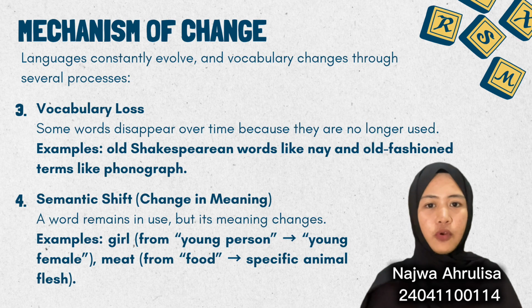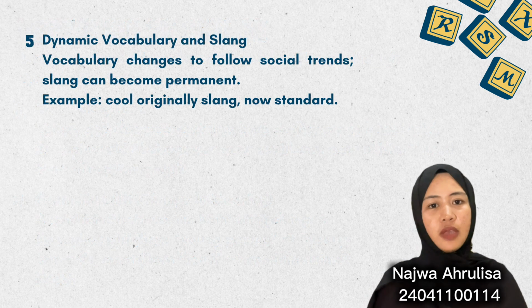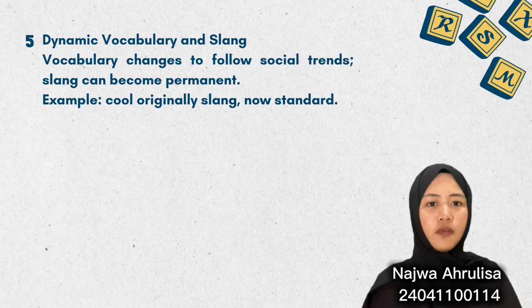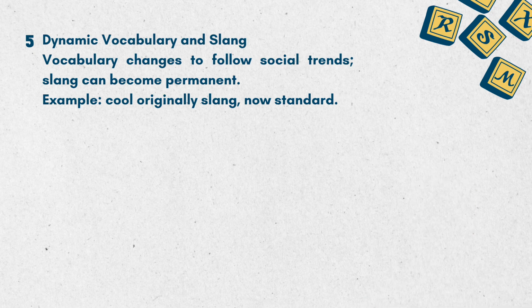Example: nay and phonograph. Fourth, semantic shift, change in meaning. A word remains in use but its meaning changes. Example: girl and meat. Fifth, dynamic vocabulary and slang. Vocabulary evolves with social trends. Slang can become standard language. Example: cool was slang but it is now widely accepted.